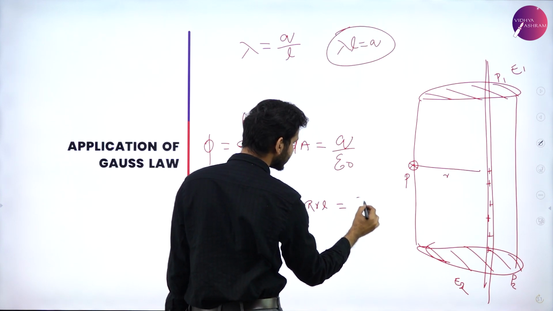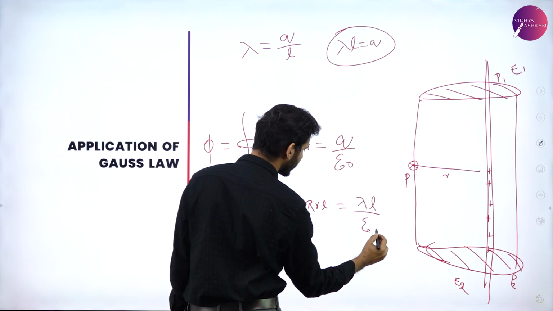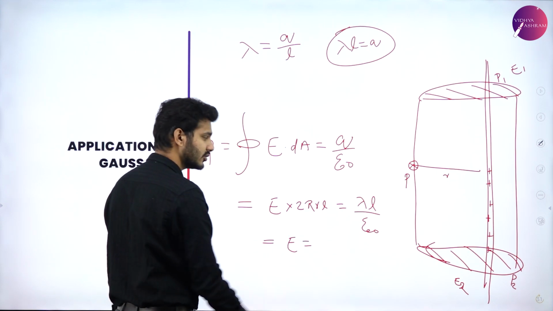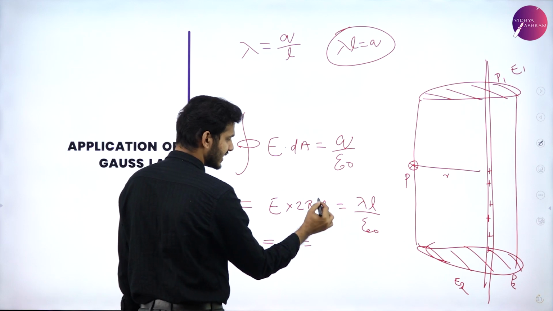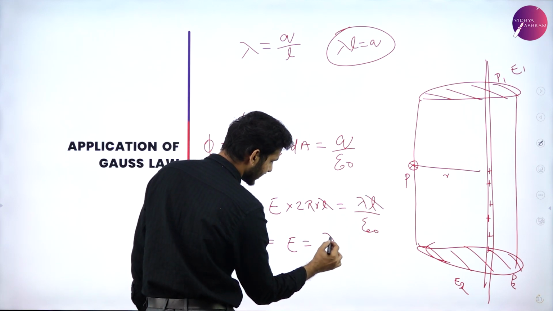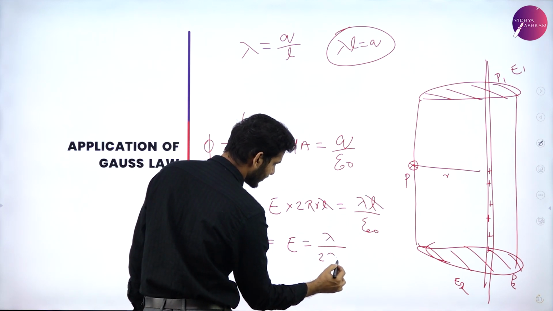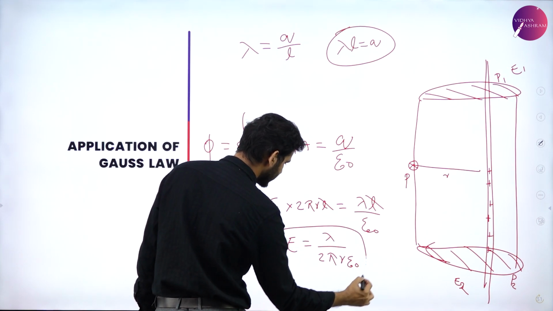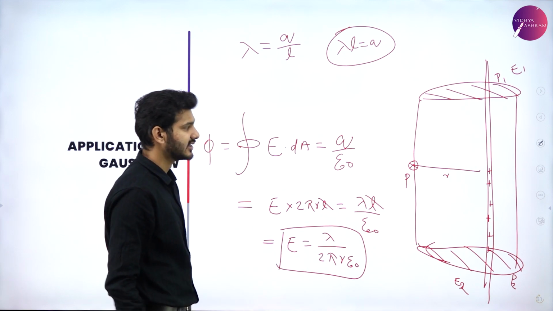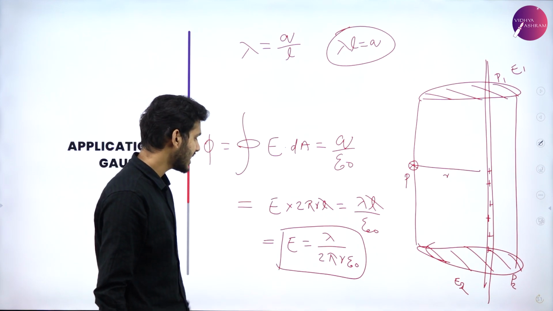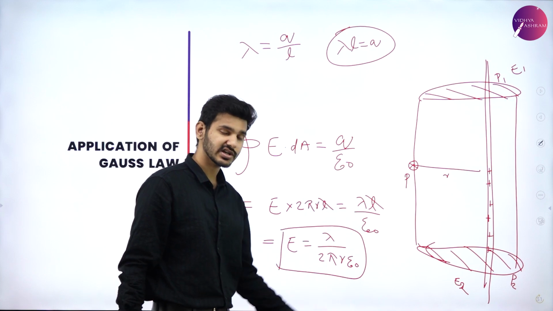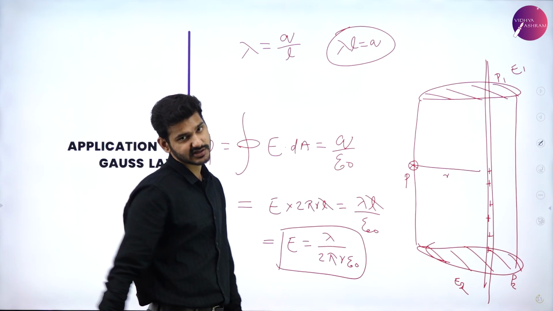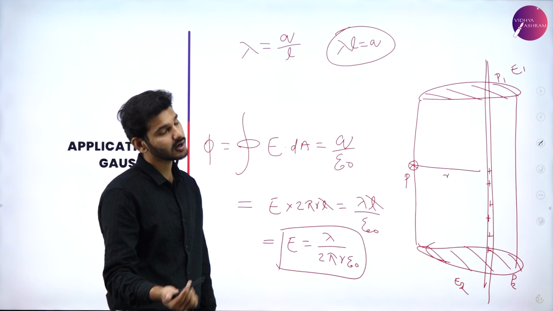So we can write it as lambda L divided by epsilon naught, and it is easily written as E equal to, we bring the 2 pi RL down and cancel the L's, lambda by 2 pi R epsilon naught, and that is our final conclusion. The electric field at a particular point can be found for a linear charge density element, or a line element, through this equation, and we found this using Gauss's law.